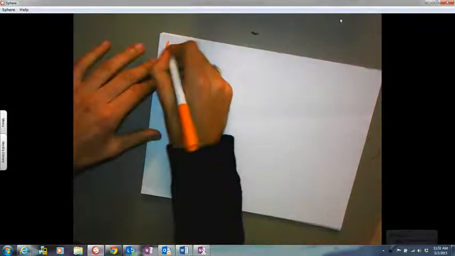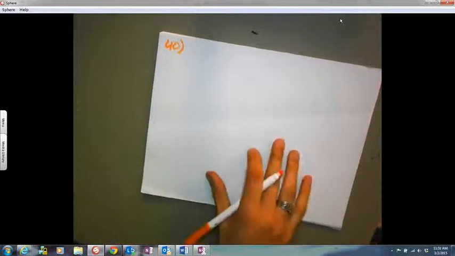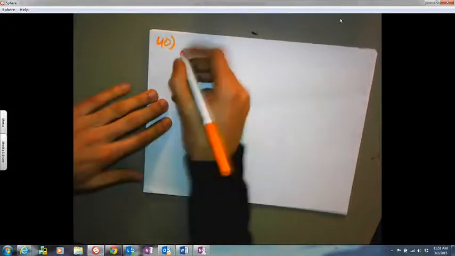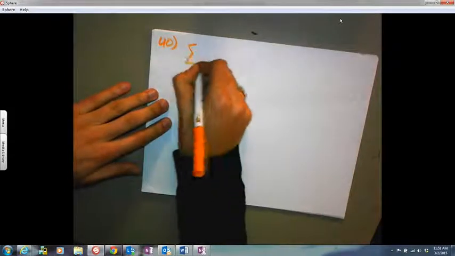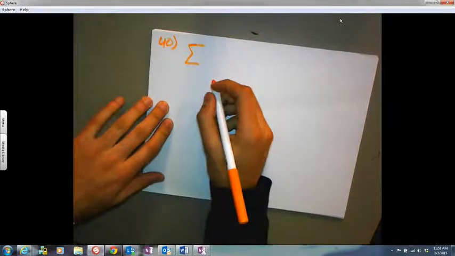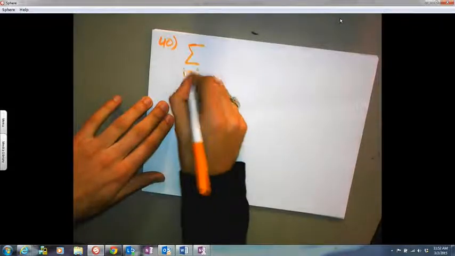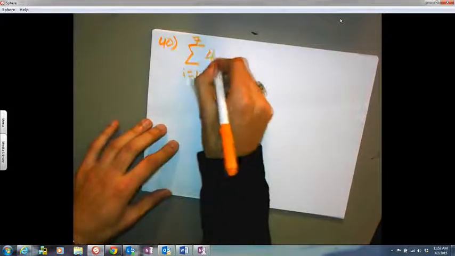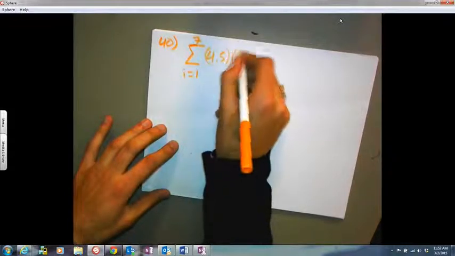Alright, so number 40. We have the following problem. 40 says find the sum from i equals 1 to 7 of 4.5 times 2 to the i.